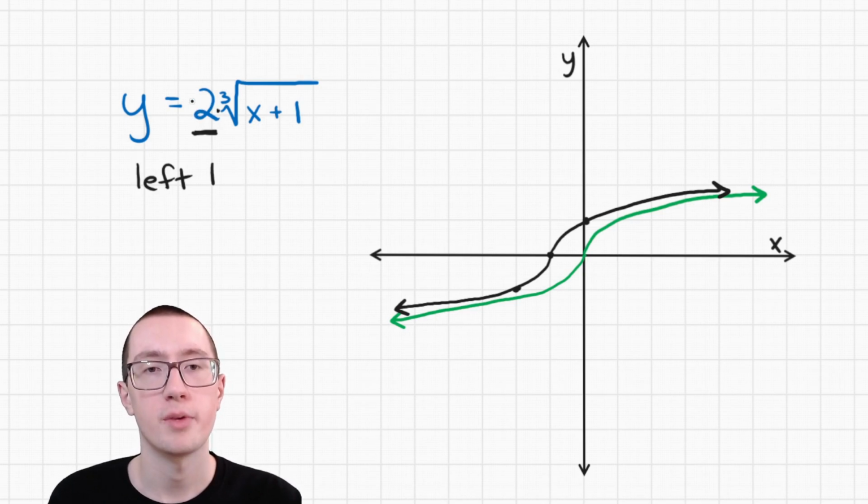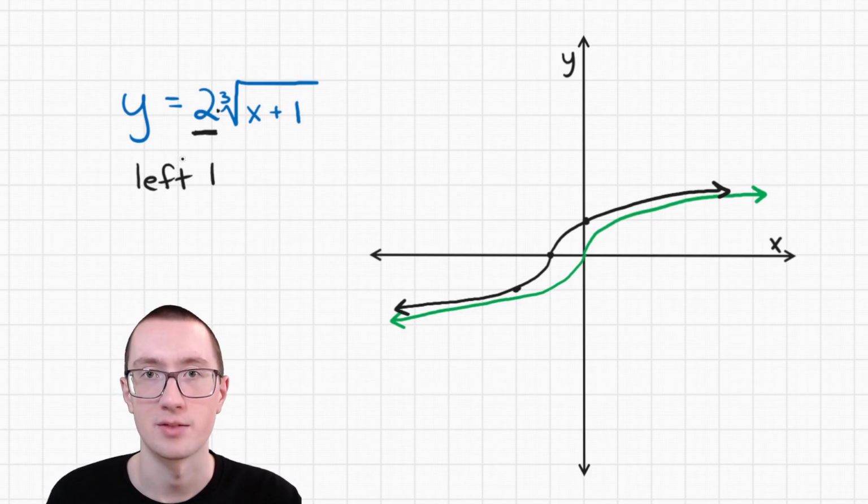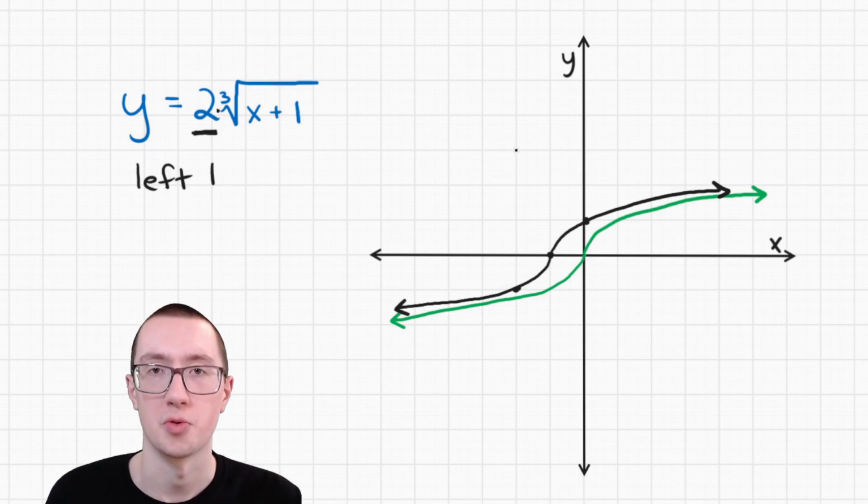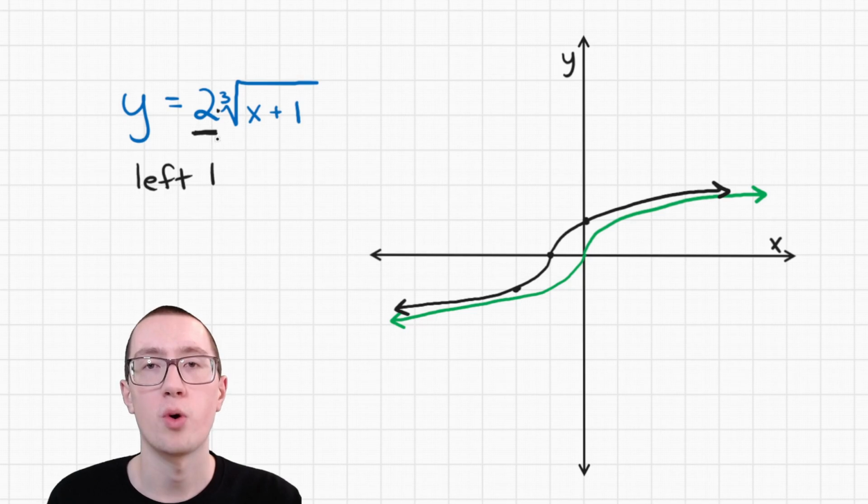Whenever we're multiplying by a number on the outside, we call that stretching. Or if the number is less than 1, it's actually compressing, which is just the opposite of stretching because it's making the numbers lower than they were before. So we need to take all of our points on the graph and multiply them by 2.